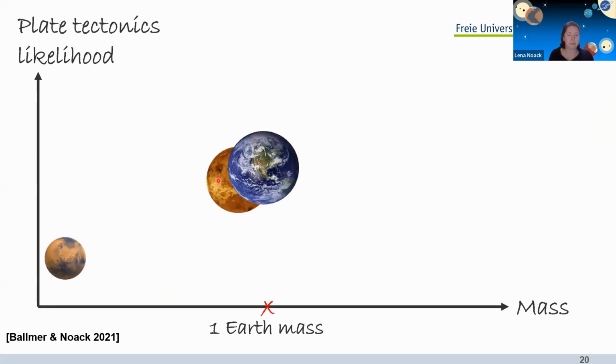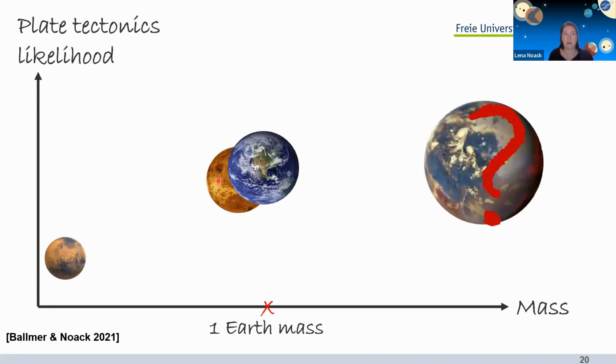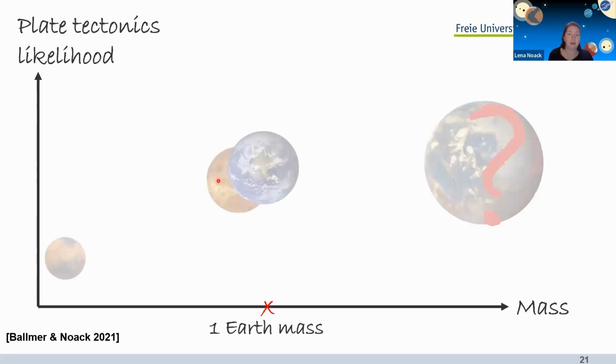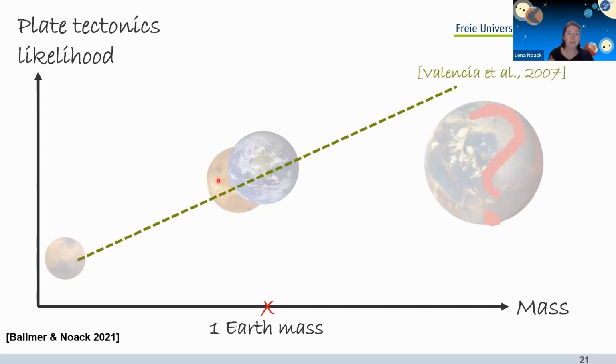So there seems to be some kind of trend for the likelihood of plate tectonics, and so we can then wonder, if you go to higher masses, how would this continue? Maybe the evidence from the solar system would point to an even higher plate tectonics likelihood at higher masses. And this is actually what this first study in 2007 predicted.